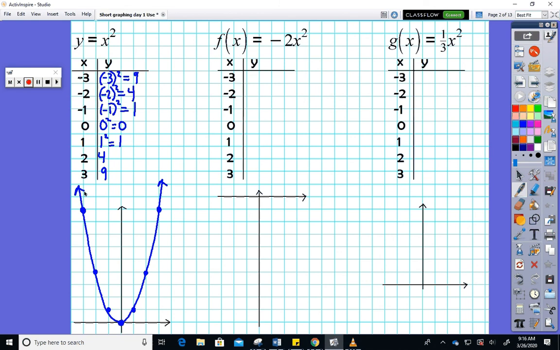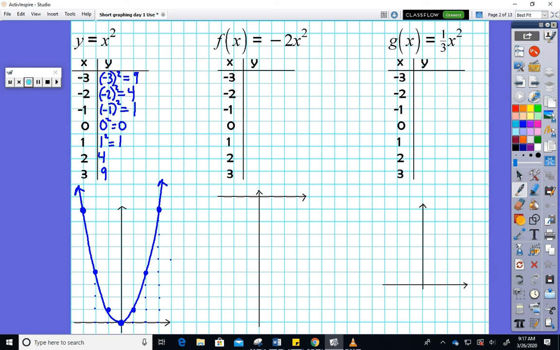Now, some things I want to emphasize. Notice that from the vertex, I went out 1, up 1, out 1, up 1 in both directions. From the vertex, I went out 2, up 1, 2, 3, 4, and out 2, up 1, 2, 3, 4. From the vertex, I went out 1, 2, 3, up 1, 2, 3, 4, 5, 6, 7, 8, 9. So I can use those basic values.